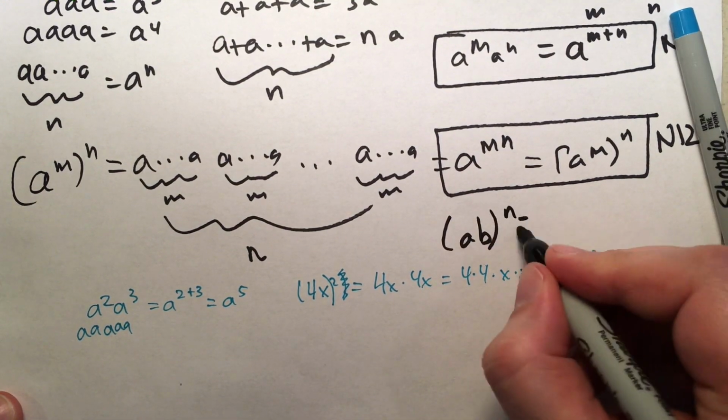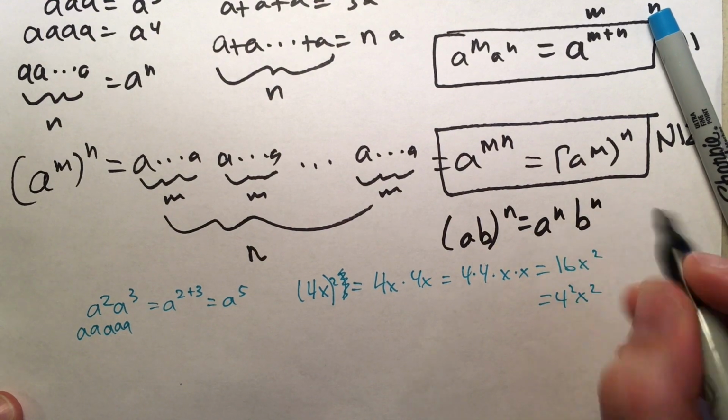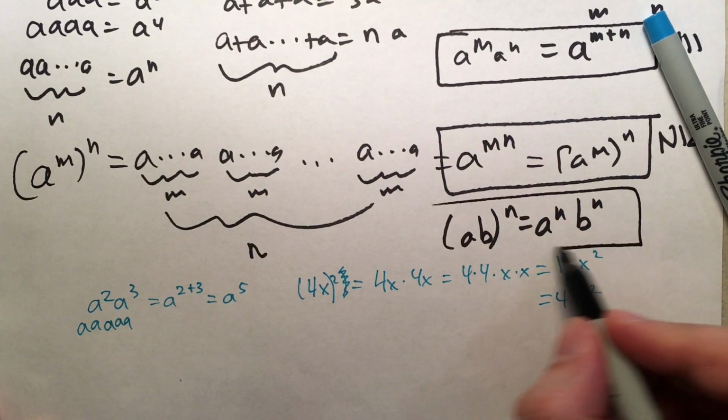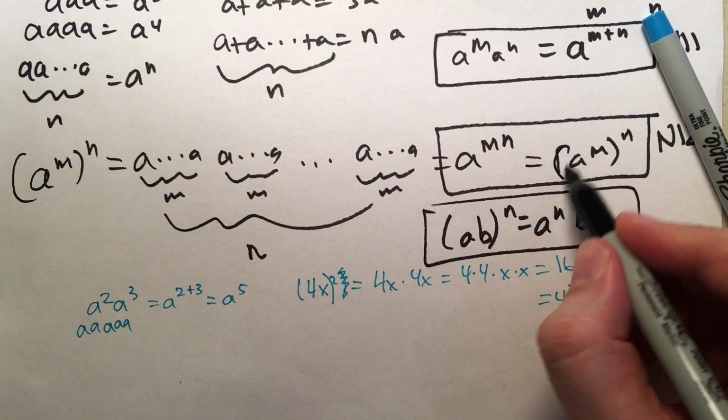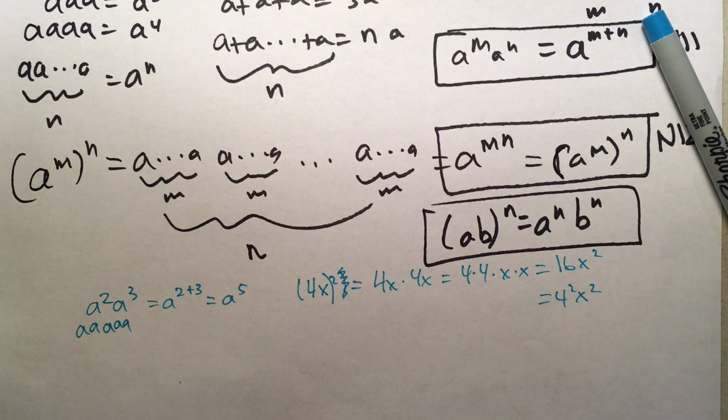A times b to the n is equal to a to the n, b to the n. And he doesn't give that. This is a parenthesis, by the way. It's a terribly drawn parenthesis.